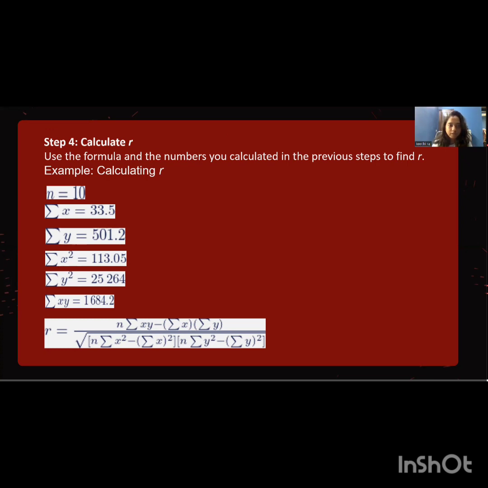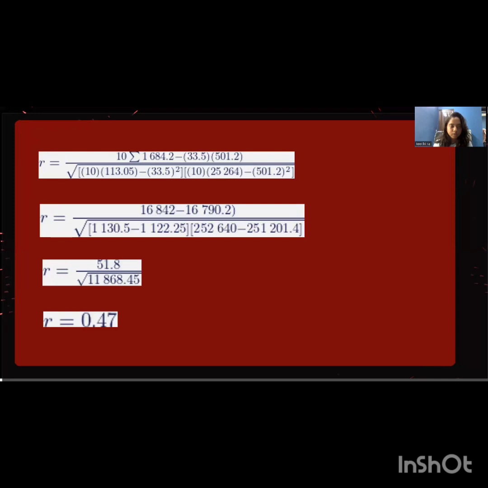So now you have to calculate the value r. For calculating r, n is already given, that is n equals 10, summation x equals 33.5, summation y equals 501.2, summation x square equals 113.05, summation y square equals 25,264, summation xy equals 1684.2. Now the formula of r is n summation xy minus summation x into summation y, the whole divided by root of n summation x square minus summation x the whole square into n summation y square minus summation y the whole square. So now substituting all the values, you get the value for r, that is r equals 0.47.